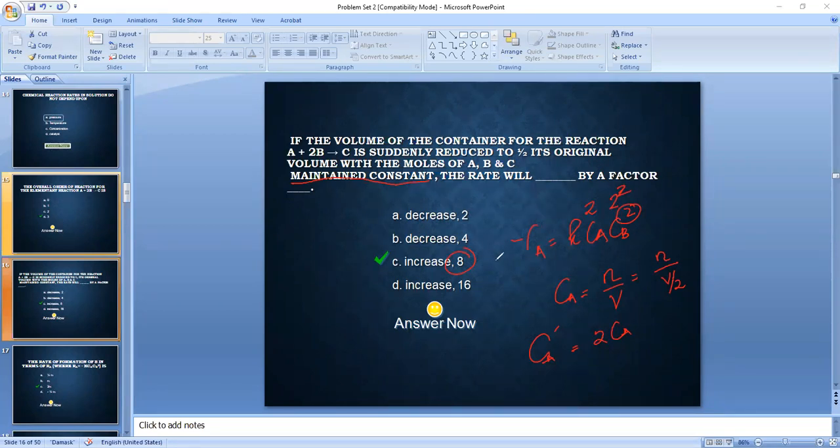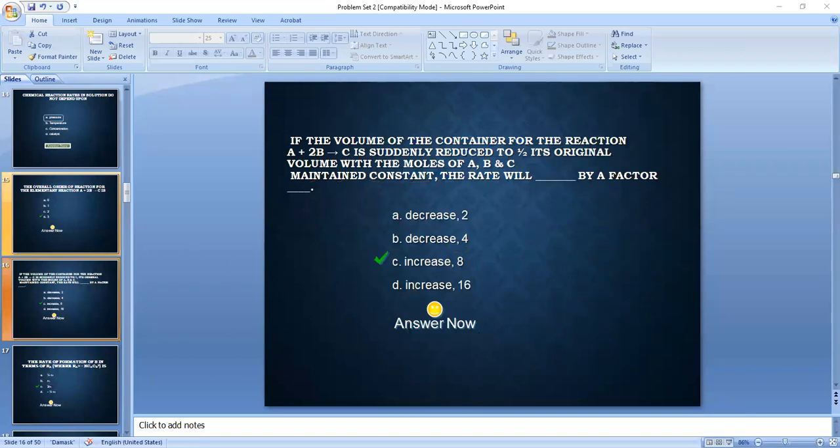You have to go back to the basics of what concentration is, of how we express concentration in terms of moles and volume, because it's stated here: the original volume is reduced by 1/2, while the moles of A, B, and C are maintained constant. So meaning you don't touch the moles, you only alter the volume of your system. I hope it's clear to everybody. So that's the reason why your rate of reaction will increase by 8.